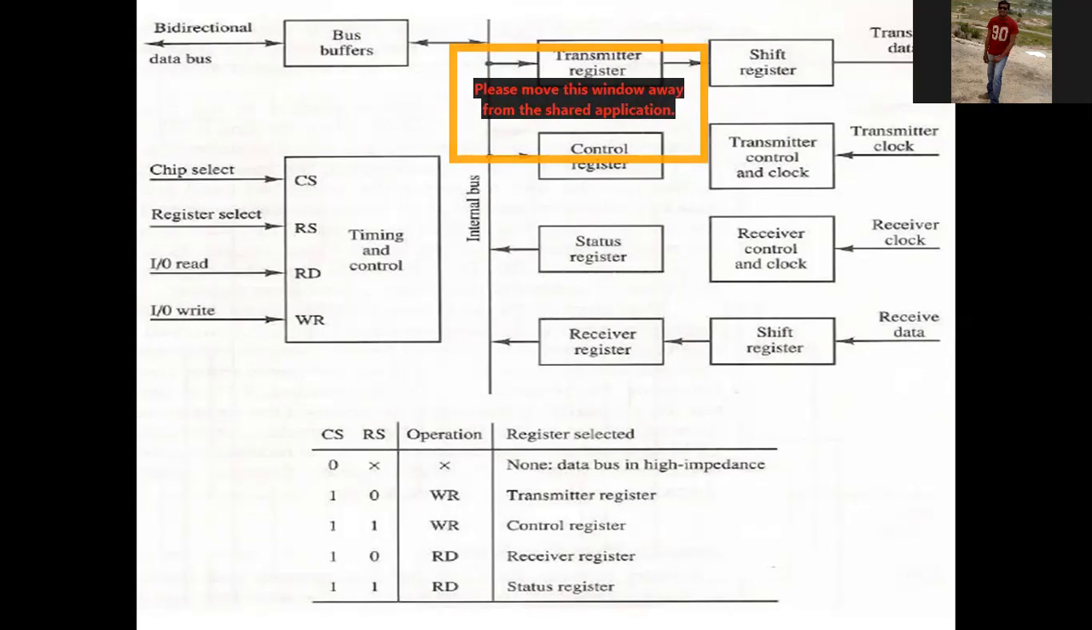And down below you have one more row, 1 0 1 1 1 0 1 1. Did you notice anything here? Previously we found 0 0 0 1 1 0 1 1. But here we have 1 0 1 1 1 0 1 1. That means chip select is 1 and RS is 0. Then we call it a write operation, and at that time it selects the transmitter register. So based on the different values, it will select the registers.